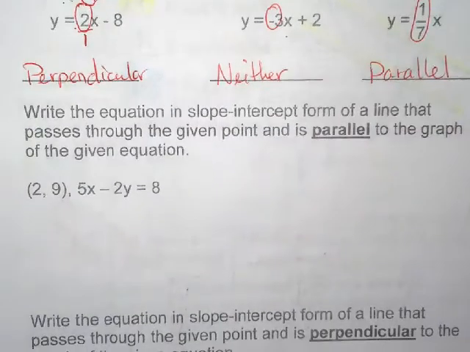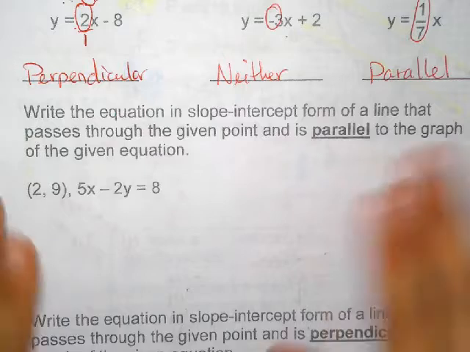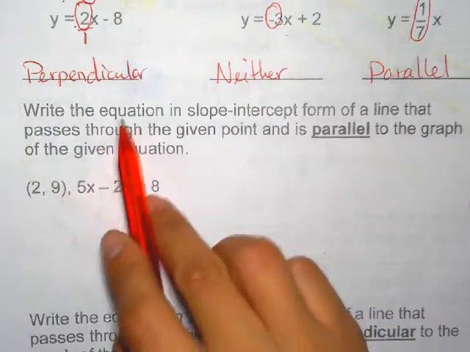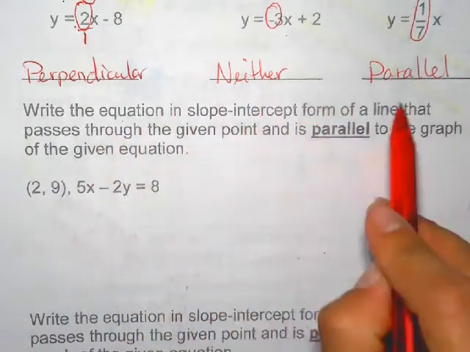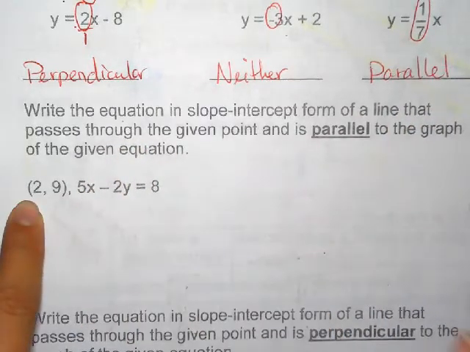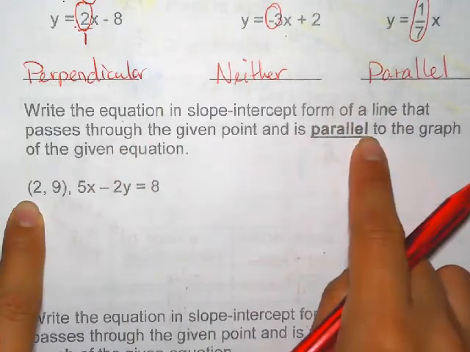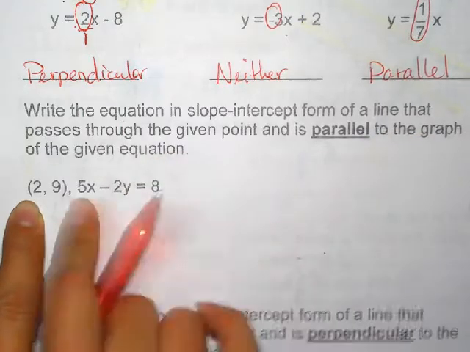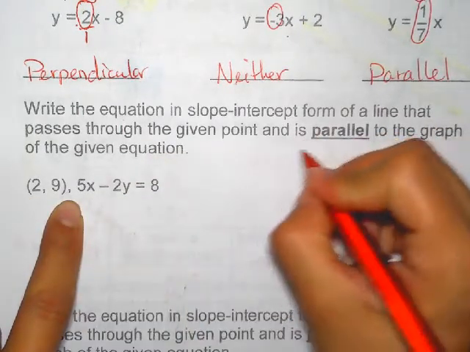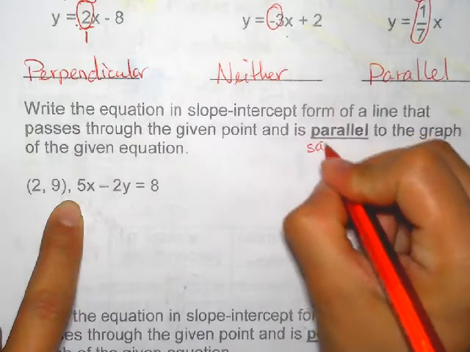Alright, so this is the part where a lot of people are struggling, so we need to pay attention. We're going to write an equation in slope-intercept form of a line that passes through the given point, meaning this one, and is parallel to the graph of the given equation. So parallel to this one. One thing we need to remember is that they're parallel, so they're going to have the same slope.